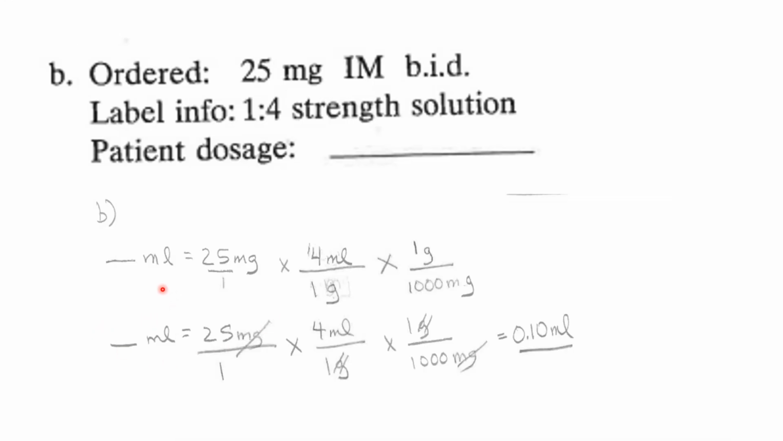So using dimensional analysis, we want to have an answer in milliliters, so it's 25 milligrams. Sometimes it's useful for students to put that over 1. And this is 4 milliliters per 1 gram. And we have to change the milligrams to grams, or the grams to milliliters actually, and so we have to multiply by a conversion factor of 1 gram per 1,000 milligrams. The milligrams cancel, and the grams cancel, and we have 0.1 milliliters.